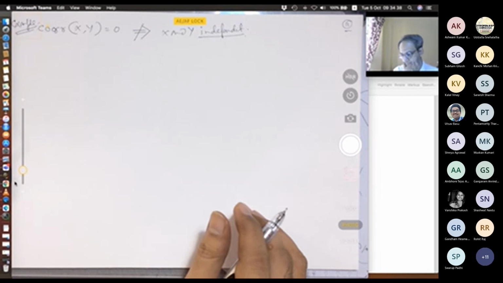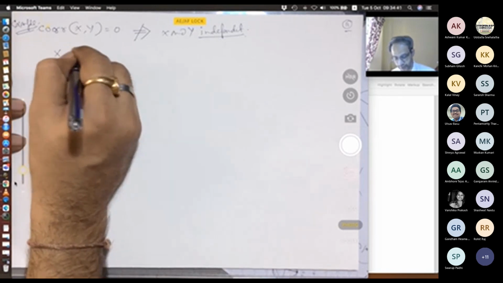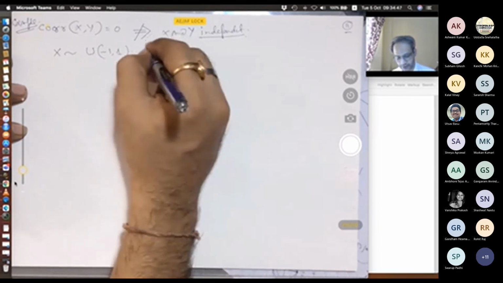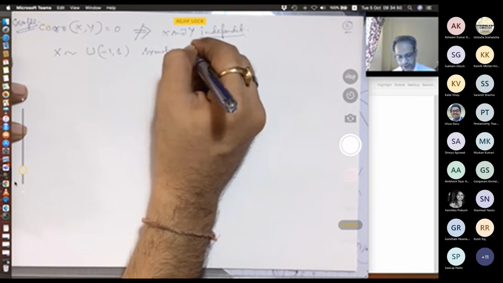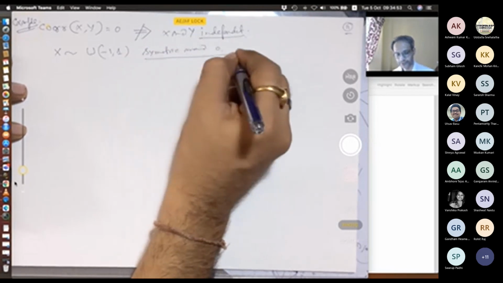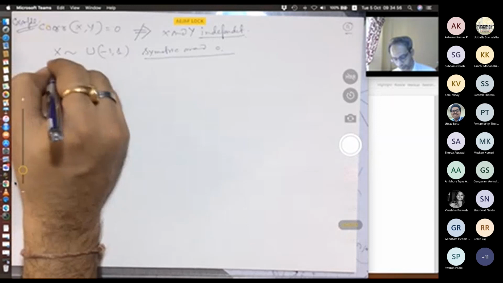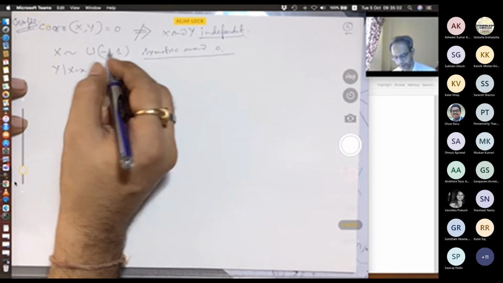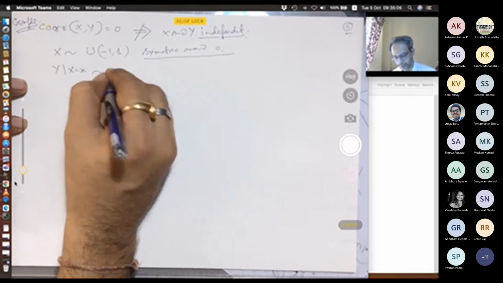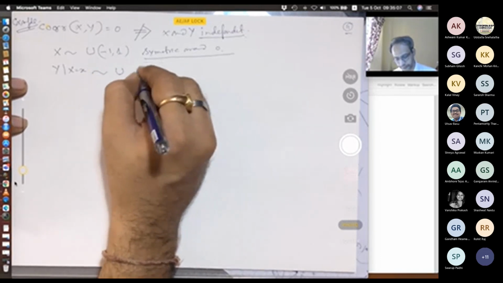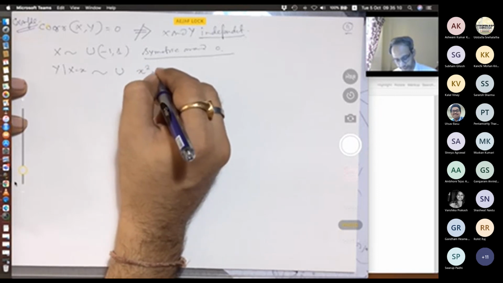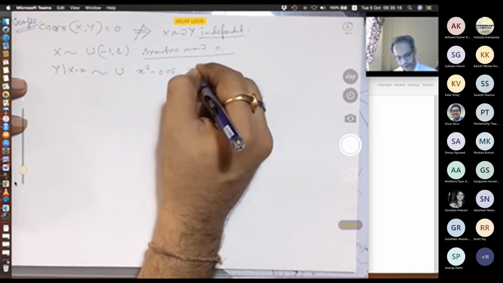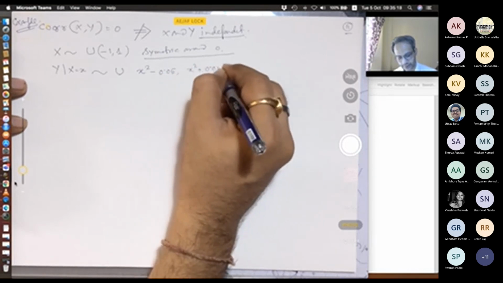Okay, fine. So now let us consider x following uniform -1 to +1. Very simple density I am taking. So it is symmetric around 0. Note this thing. And y given x, I am fixing the conditional density. Y given x, you choose x from here. Y given x is again following uniform x square minus 0.05 to x square plus 0.05.